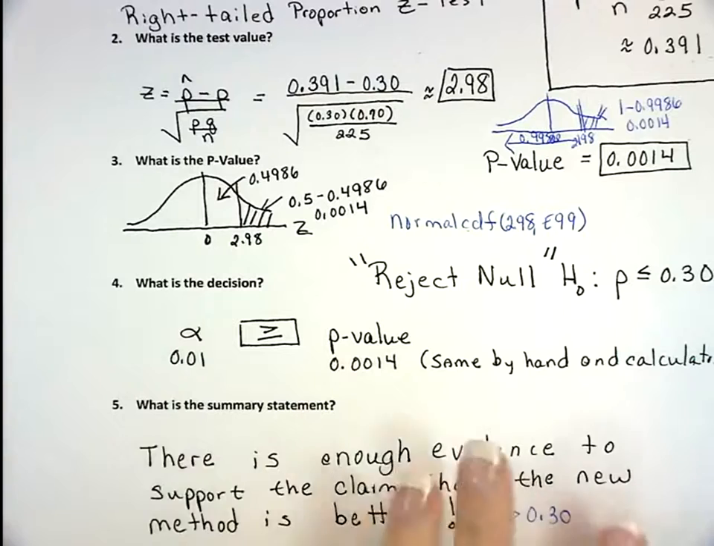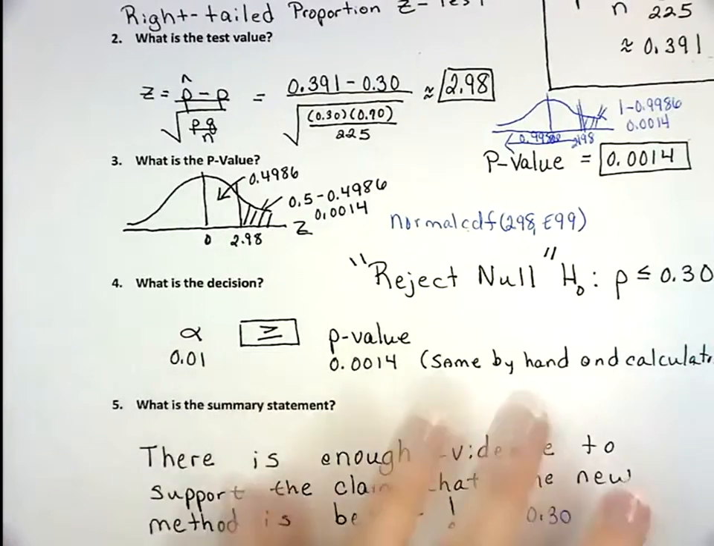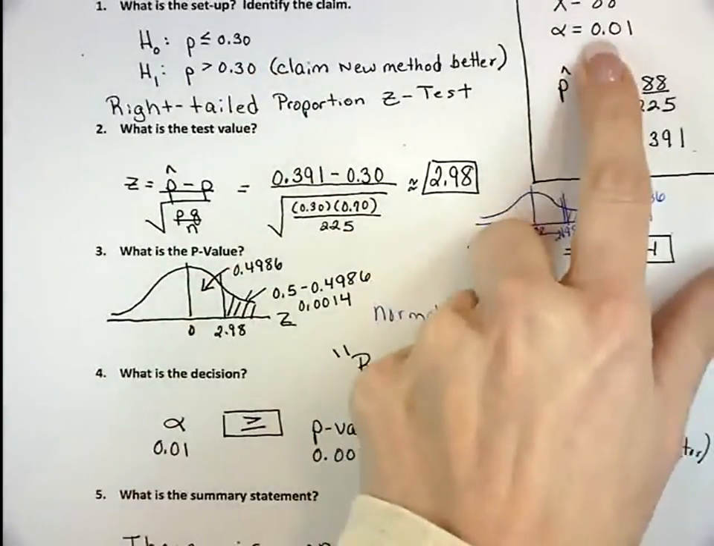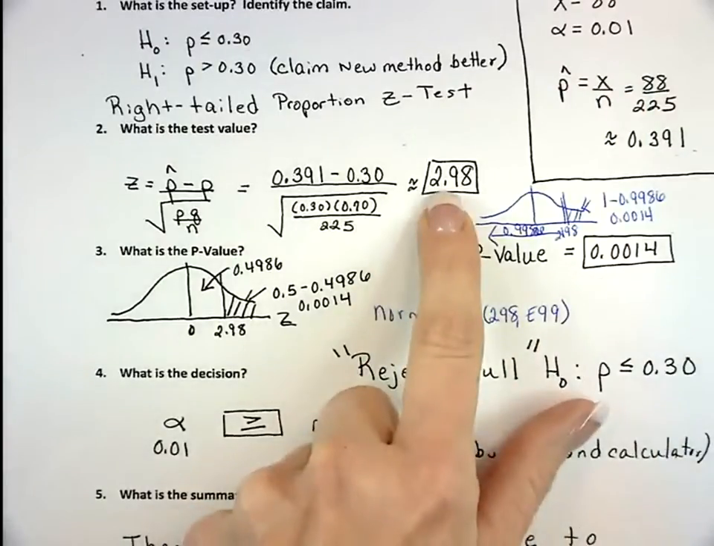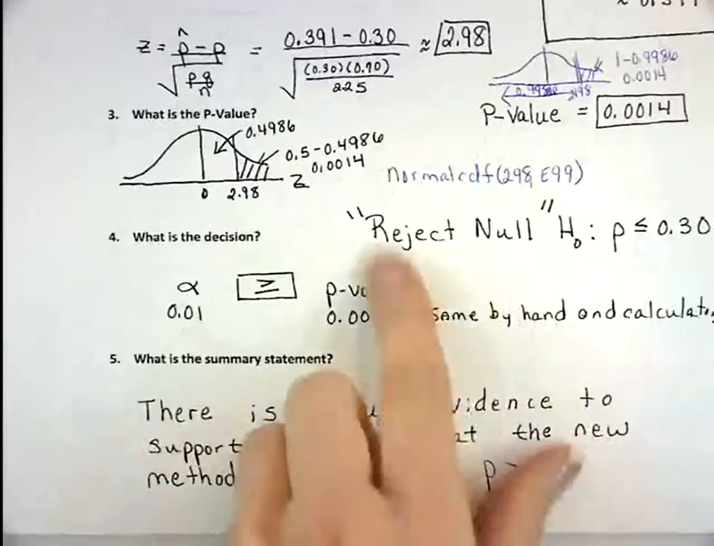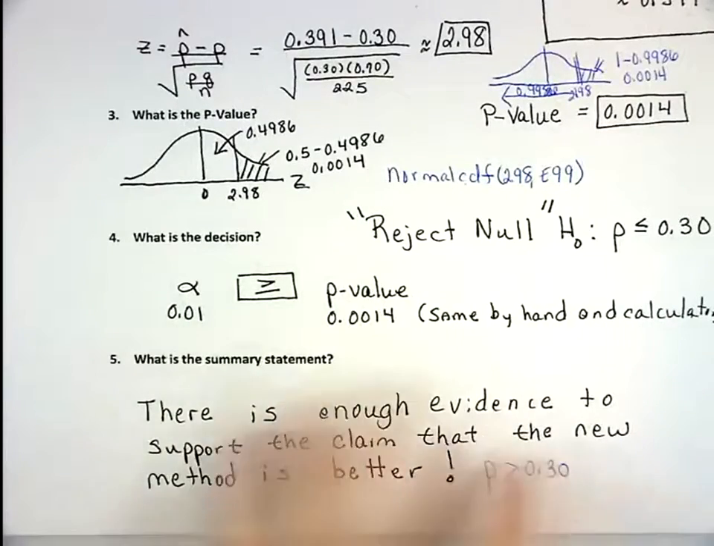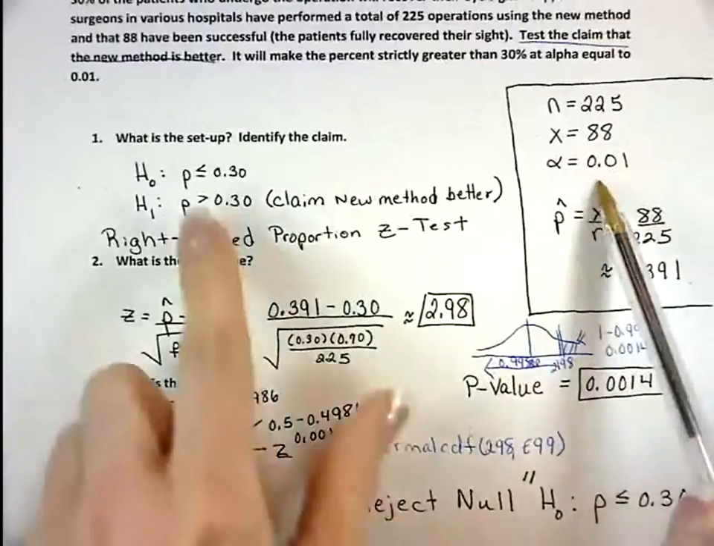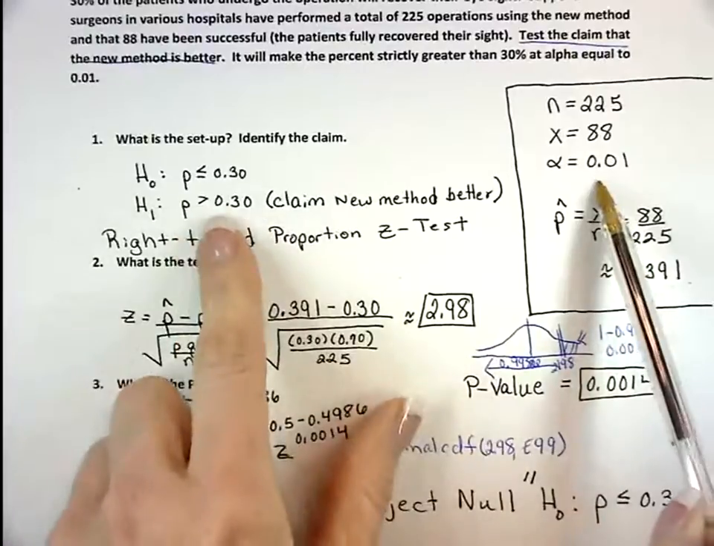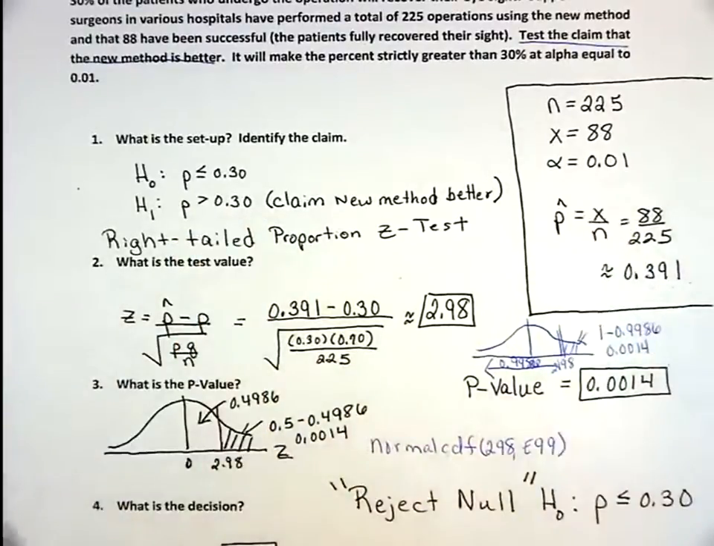But do go and try to find the critical value for the problem. Since it is right-tailed and alpha is 1%, there's only going to be one critical value, and it's going to be positive. And if you put your test statistic in that picture, you will see that this test statistic falls in the rejection region. So you would reject the null hypothesis, and you would have the same summary statement. So try finding the critical value on your own using this alpha and the fact that it's a right-tailed proportion Z-test. And you would have the same decision and same summary.